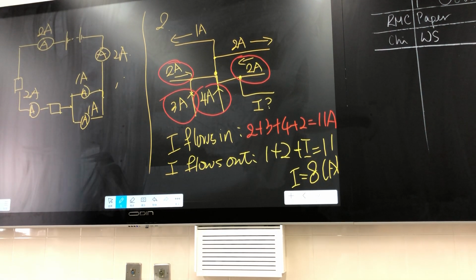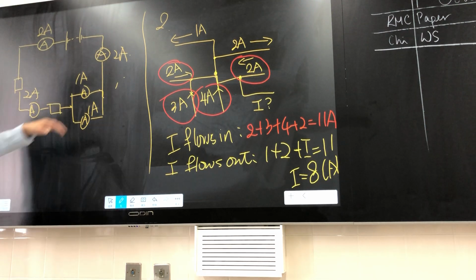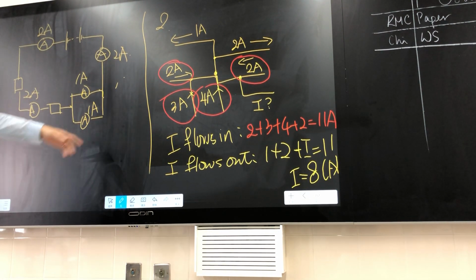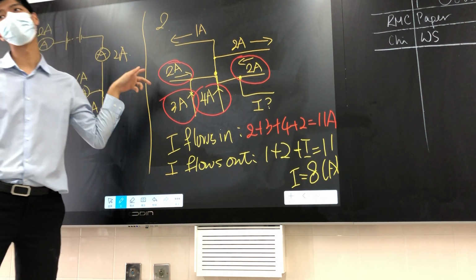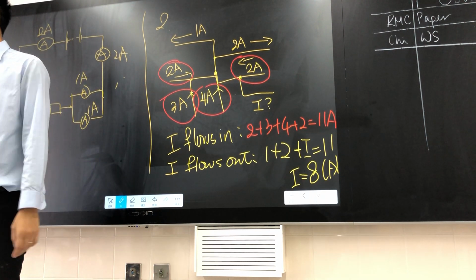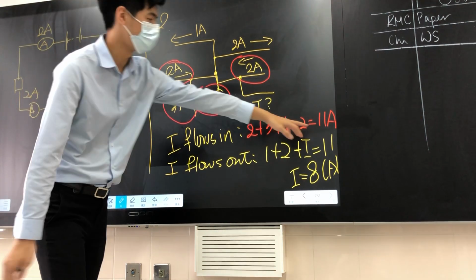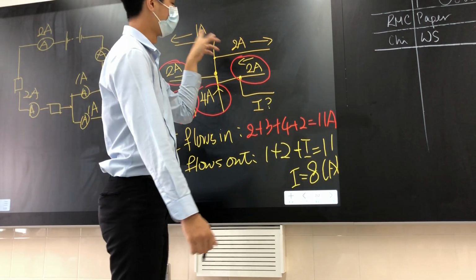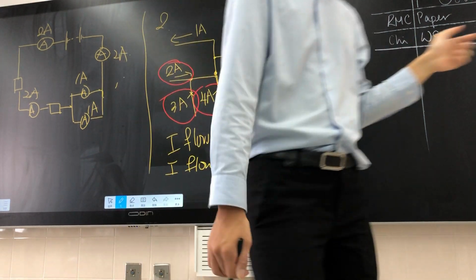So if you can't understand, you can imagine the wire as a water tube, okay? And then the current is the water flowing in. So if you have 11 liters of water flowing in, then you need to have 11 liters of water flowing out.